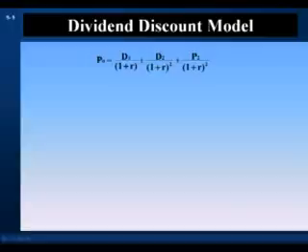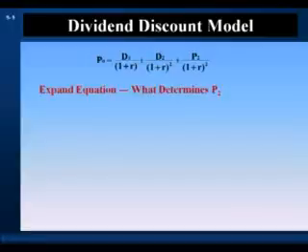Let's expand the model another year by asking what determines P2, the price at the end of year 2. The buyer of the stock at year 2 would be looking at the dividend received in year 3 and its terminal price at the end of year 3. The price at year 2 is equal to the year 3 dividend plus a year 3 terminal price discounted back 1 year to year 2.